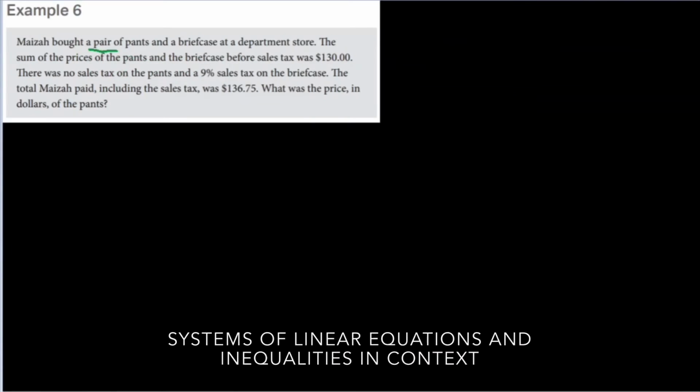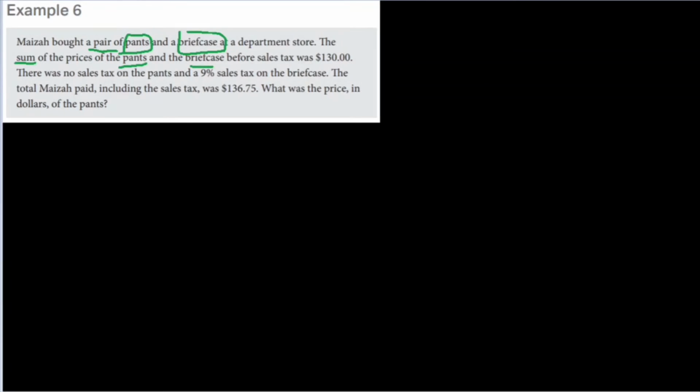Maiza bought a pair of pants and a briefcase at a department store. The sum of the prices of the pants and the briefcase before sales tax was $130. There was no sales tax on the pants and a 9% sales tax on the briefcase. The total Maiza paid, including the sales tax, was $136.75. What was the price in dollars of the pants? When approaching this question, you always want to write down your variables and what you know.